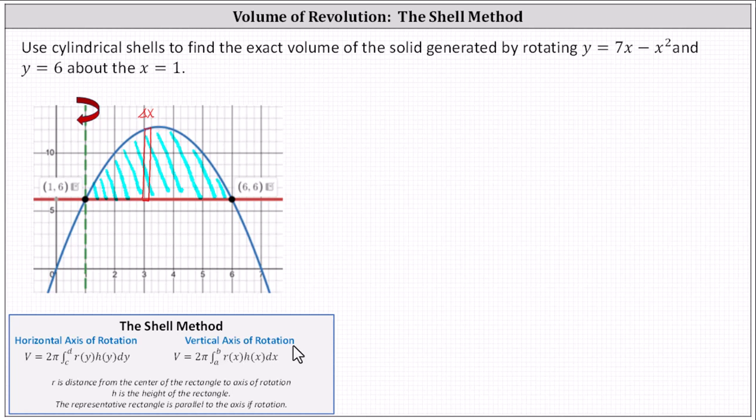The volume of revolution, V, equals 2 pi times the integral from a to b of r of x times h of x dx, where r of x is the radius function, which we can think of as a distance from the center of the rectangle to the axis of rotation, which would be this distance here. And we can think of h of x as the height of the rectangle, which should be this distance here.